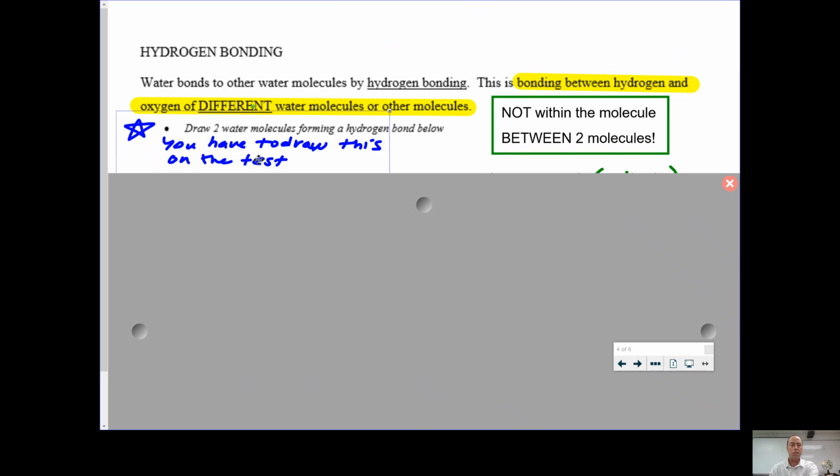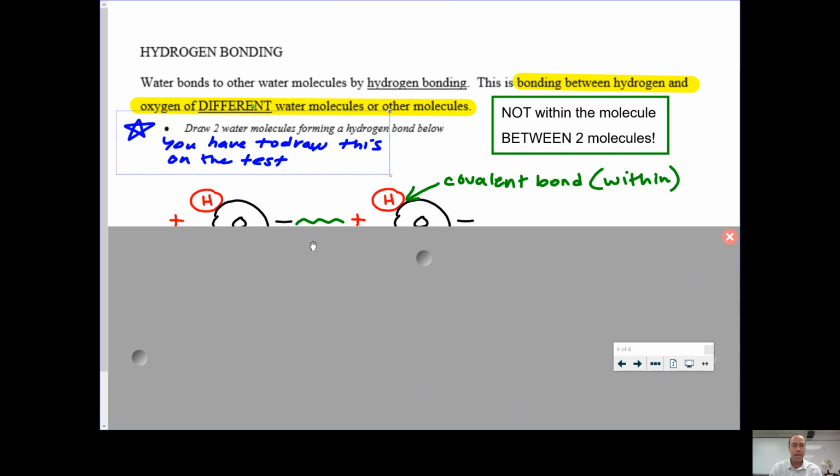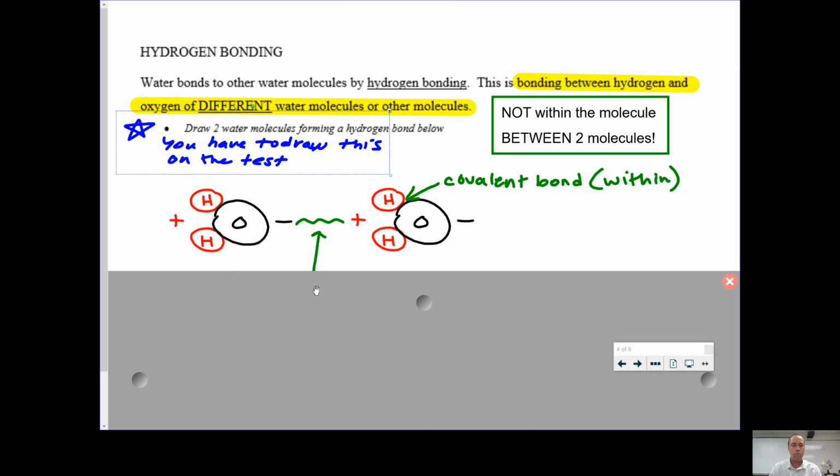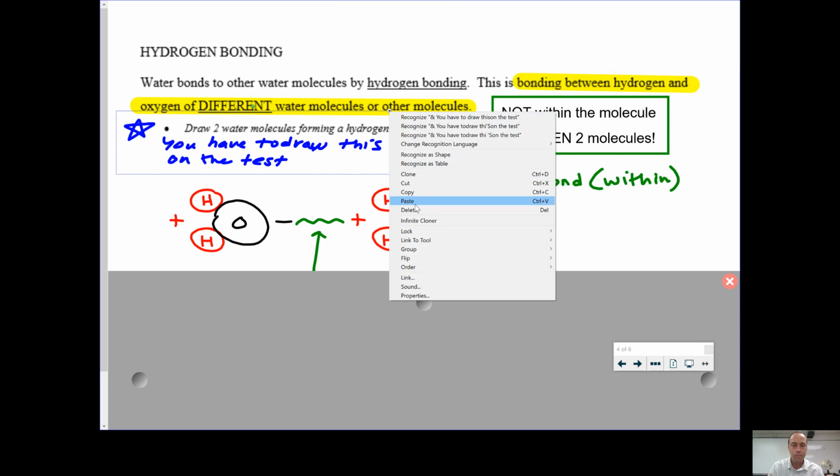This is not applicable to you guys anymore, because you are not going to be taking this test, or not going to be taking the same test where you're going to be drawing. So, water molecules, let me delete this.